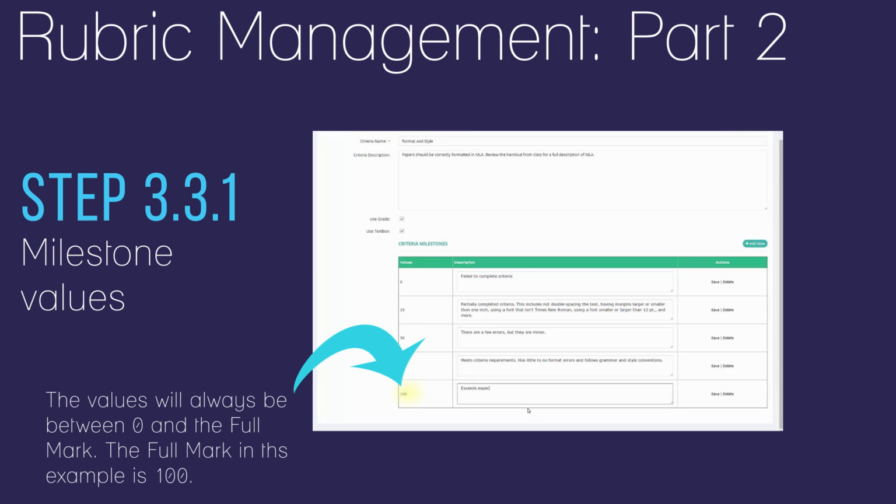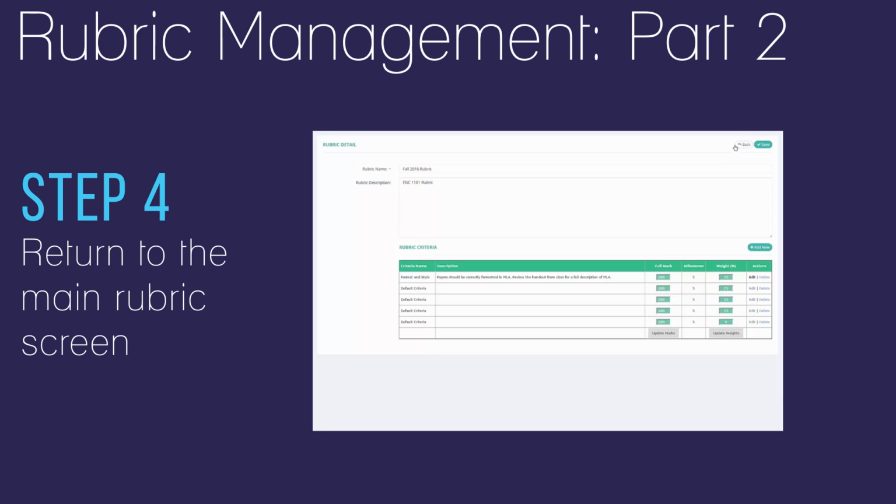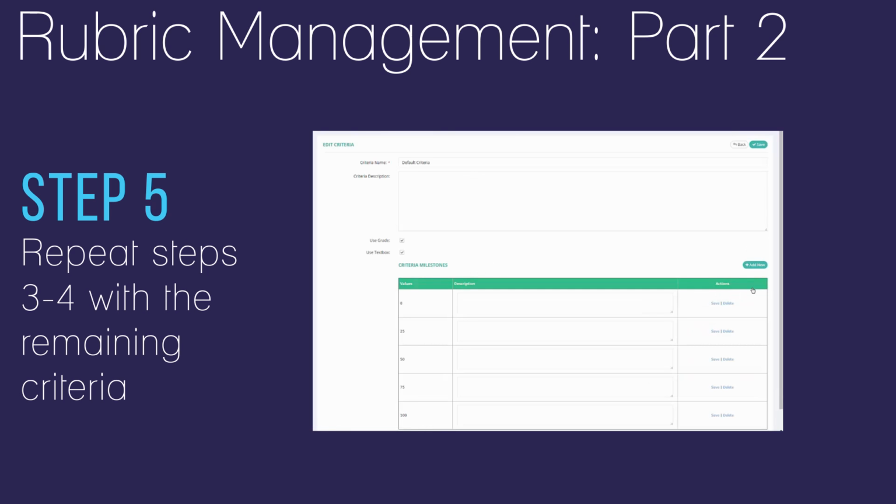You'll notice that no matter how many milestones you add or delete, the highest value will always be whatever you set the full mark to. Once you've set your milestones, click the Back button to exit the criteria page. Repeat the same steps with the remaining criteria.